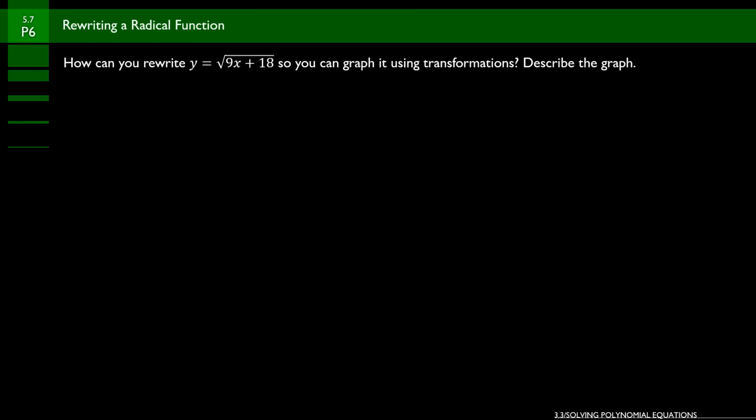Now, not every equation that you're going to get is going to be as neat and tidy as a vertex form of an equation. So in problem number 6, we're looking at how you can rewrite y equals the square root of 9x plus 18 so that you can graph its transformations without having to go into a graphing calculator, basically. So we're going to look at that original radicand, 9x plus 18, and ask, are there any perfect squares that we can factor out of it? And we can factor out a 9. So if we factor out the 9, that's going to leave us with 9 times x plus 2.